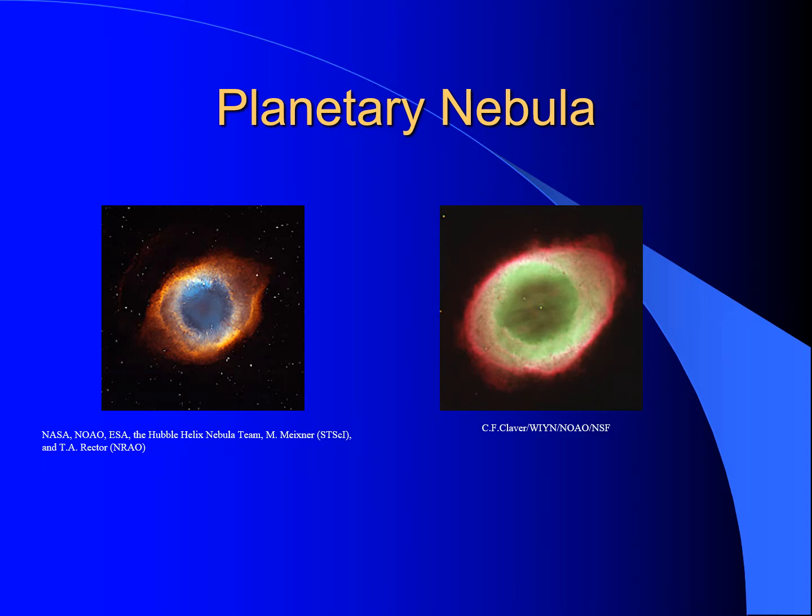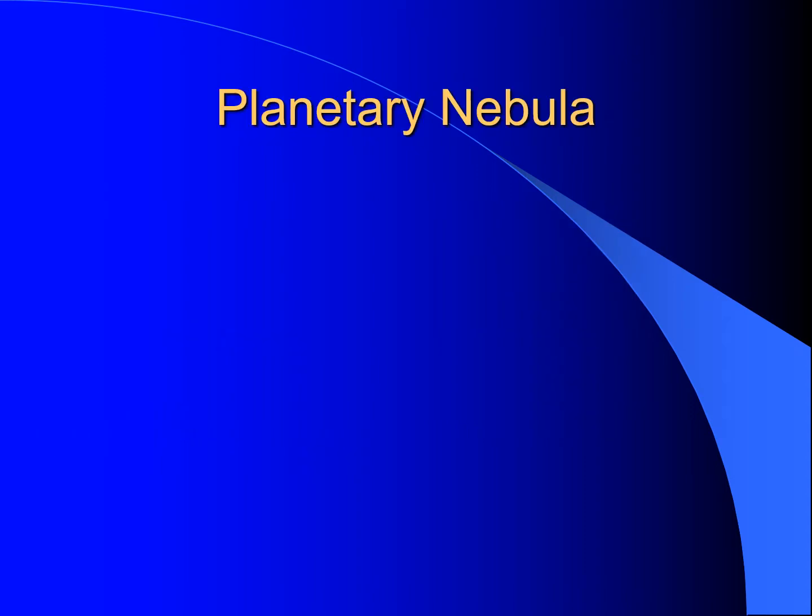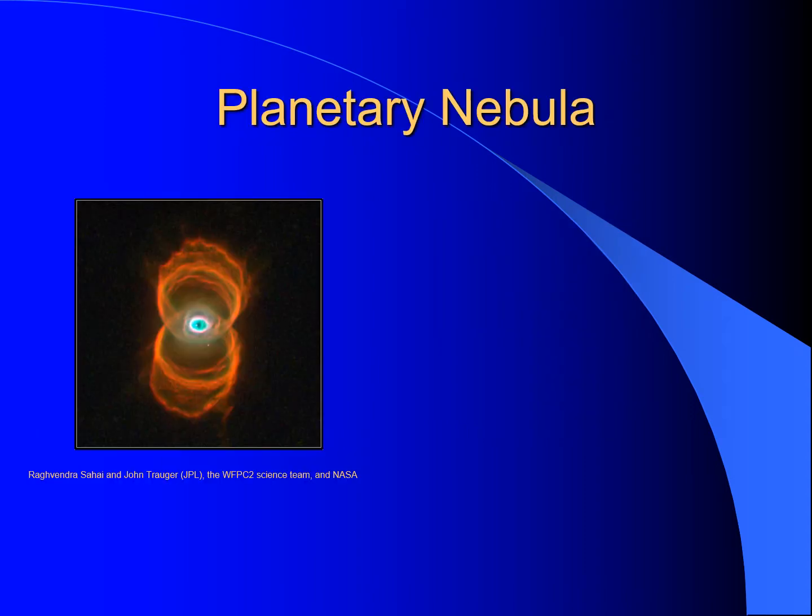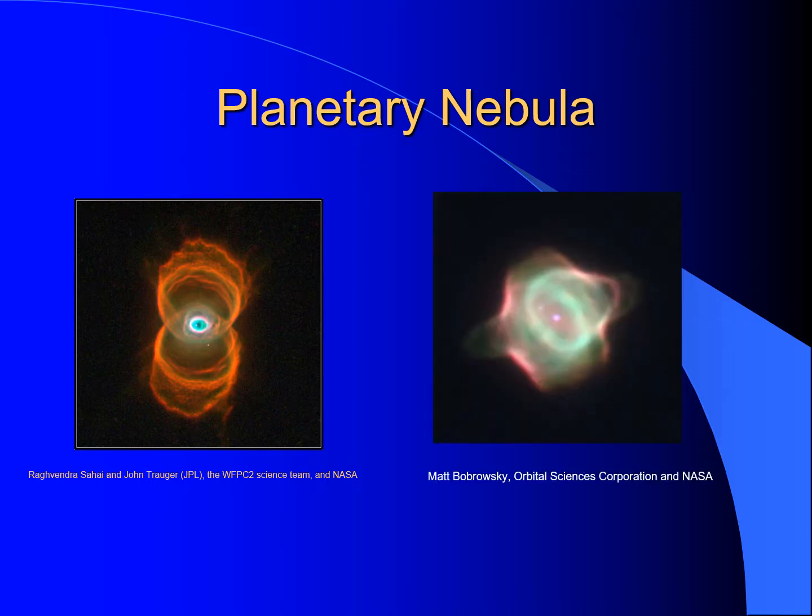crisscrossing envelopes ejecting. If you look at the picture on the right, at the very center, you can see a bright dot, and that is your core, the core of the star. Here are two more pictures. And here you can see the difference in how they look compared to the other two. And so they're all quite unique.